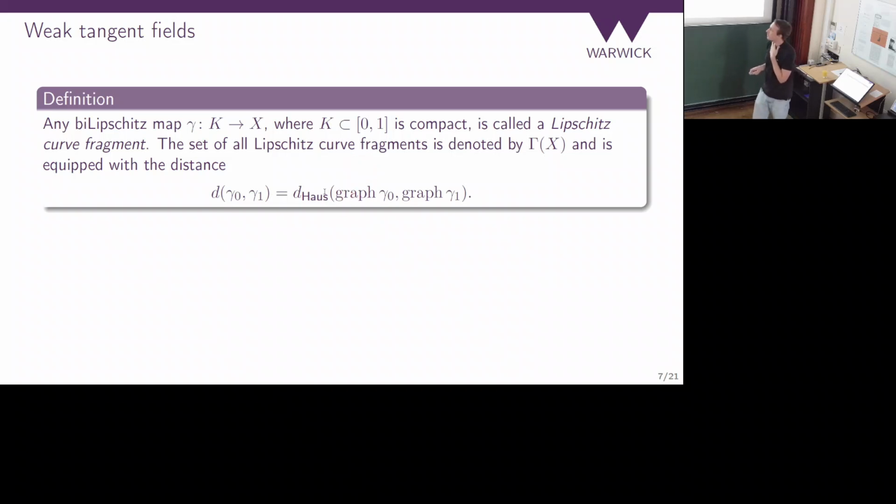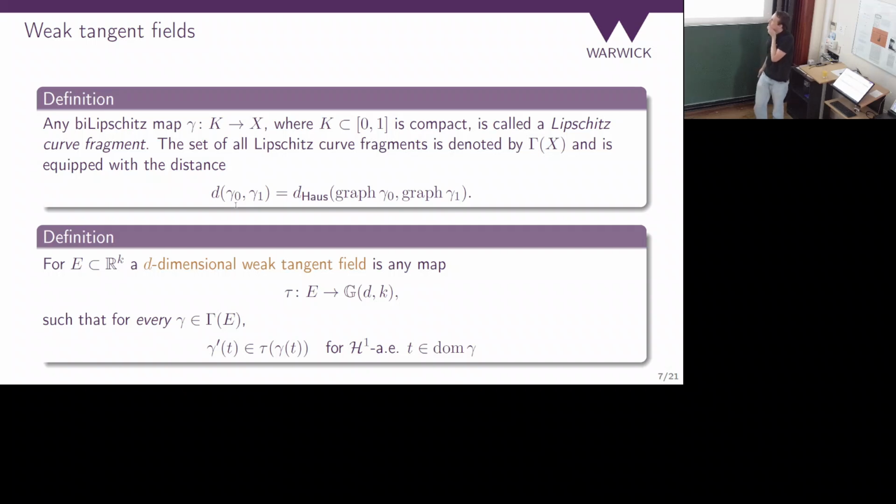If you don't know what these things are, just think of it as a slightly weaker notion of uniform distance. So two curves are very close if their domains are very similar, and on the domains their values are uniformly close. So at every point they're close.